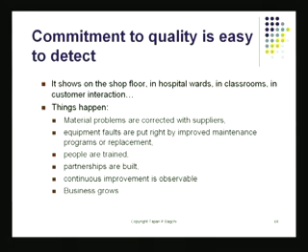Commitment to quality is quite easy to detect. If you look at these points here, problems are corrected very quickly with suppliers. Equipment faults are put right by improved maintenance people as quickly as possible. People are well trained. Partnerships are built with suppliers and also with customers. We understand both sides of the story. Continuous improvement is observable. If you go back to the same factory after a gap of like a month, you'll see some change there. And the surefire way of saying that something good is happening in the company is when business begins to grow.